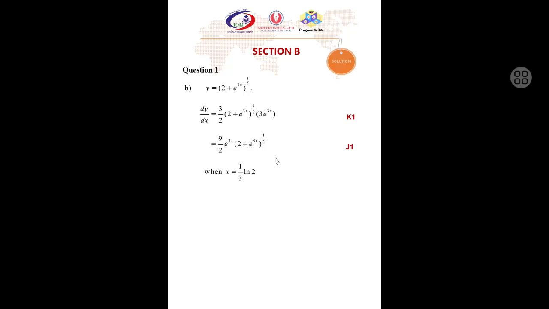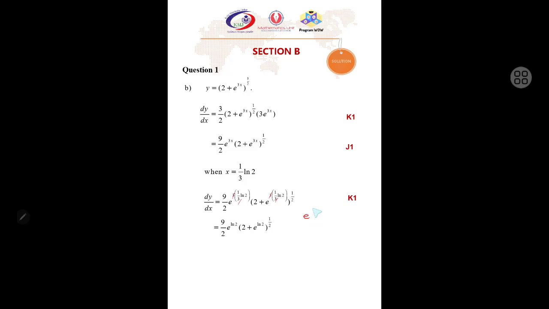So we substitute x equals 1 over 3 ln 2 into our first derivative here and find the value. Substitute your x, you will get your third mark, K1. And as you can see here, we can simplify 3, 3, 3, 3. So you are left with 9 over 2 e^(ln 2) times (2 plus e^(ln 2)) to the power of 1 over 2. So e^(ln 2), you will get 2.